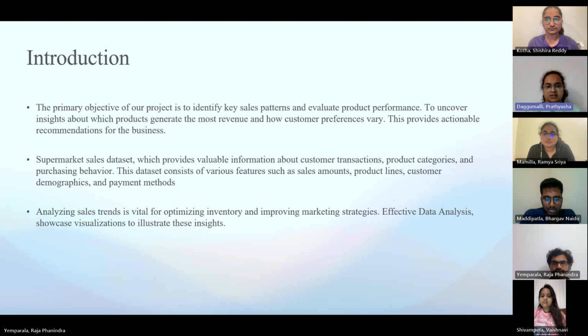Supermarket sales datasets provide valuable information about customer transactions, product categories, and purchasing behavior. This dataset consists of various features such as sale amounts, product lines, customer demographics, and payment methods. Analyzing sales trends is vital for optimizing inventory and improving marketing strategies. Effective data analysis showcases visualizations to illustrate these insights.